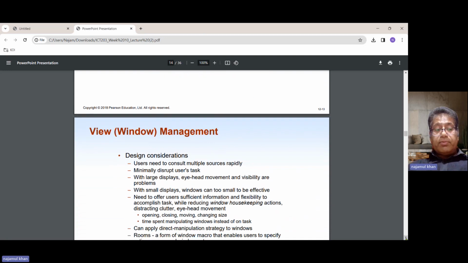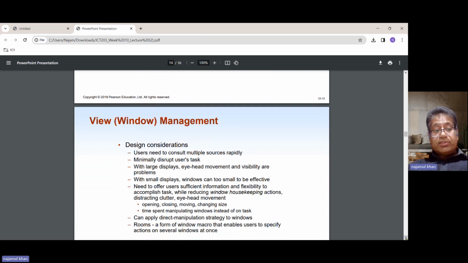Window management, this is also important as well. What design considerations need to be done here? Users need to consult multiple sources rapidly, and the design should minimally disturb users' tasks. With large displays, eye and head movement and visibility are problems sometimes. So it's very important.